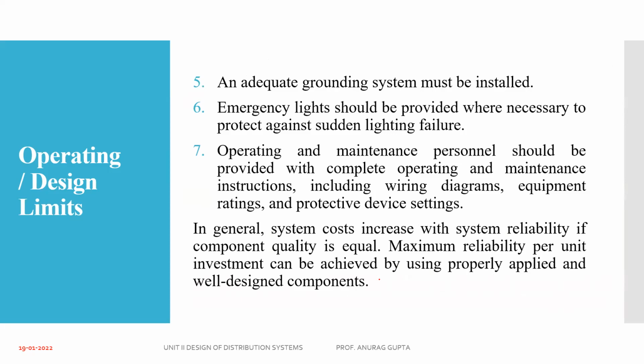Continuing with number 5: an adequate grounding system must be installed, because the grounding system of a substation is a very essential requirement for safe working. Emergency lights should be provided when necessary to protect against sudden lighting failure. Operating and maintenance personnel should be provided with complete operating and maintenance instructions, including wiring diagram, equipment ratings, and protective device settings. In general, system cost increases with system reliability if component quality is equal.